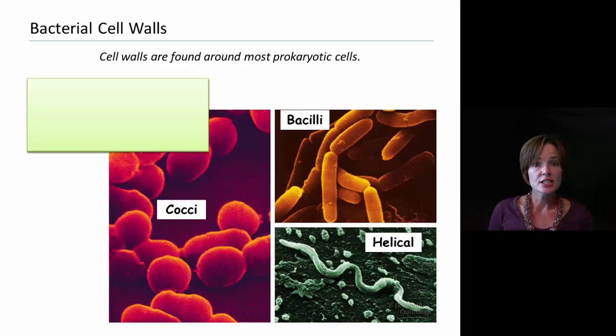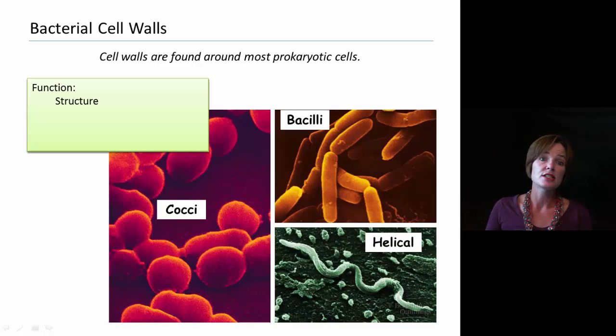We call it a coccus shape when it is round or spherical. We can have bacilli, and those are going to be kind of long and slender. And then you can also see we can have helical bacterial cells as well. And again, all of these shapes are maintained by that cell wall that's going to be around the outside of the cell. The cell wall does have a number of different functions that it's providing for the overall cell.